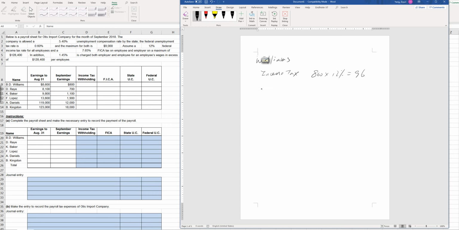Then we're going to calculate the FICA tax, including Medicare and Social Security. We have two parts, the 6.2% and 1.45%. Because Williams' compensation is well below the cap, we're going to apply the 7.65% directly. So it's $61.20 for the total Social Security. This is because Williams' accumulated compensation is well below the cap.